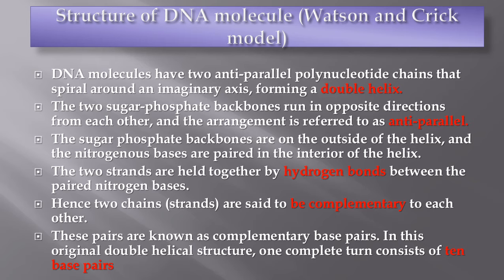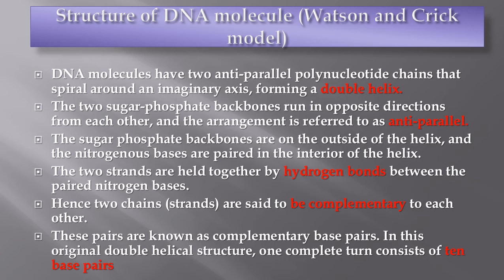Now this is the Watson and Crick model of the DNA molecule. As I told you, it has two anti-parallel polynucleotide chains that spiral around an imaginary axis forming a double helix. The two sugar phosphate backbones run in opposite directions, and this arrangement is referred to as anti-parallel. The sugar phosphate backbone is on the outside of the helix and the nitrogen bases are paired in the interior of the helix. The two strands are held by hydrogen bonds between the paired nitrogen bases.